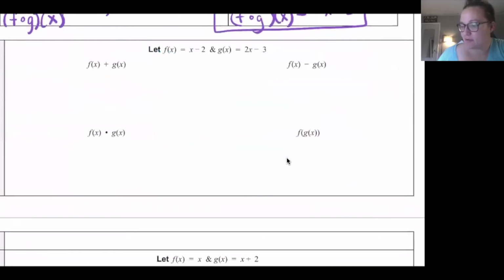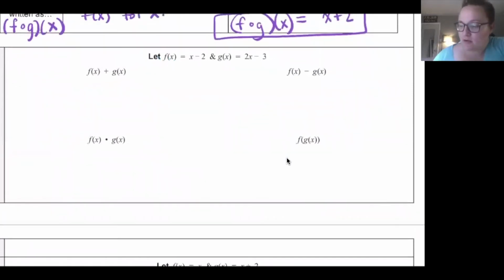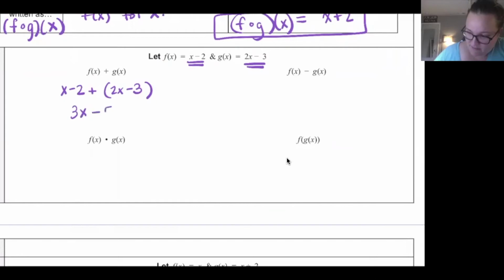So let's try example 1. In example 1, we need to let f of x equal x minus 2 and g of x equal 2x minus 3. So we're going to take f of x and add g of x to it. So f of x is x minus 2 plus g of x is 2x minus 3. Well, x plus 2x is 3x. Negative 2 plus negative 3 would be negative 5. So f plus g of x is equal to 3x minus 5.